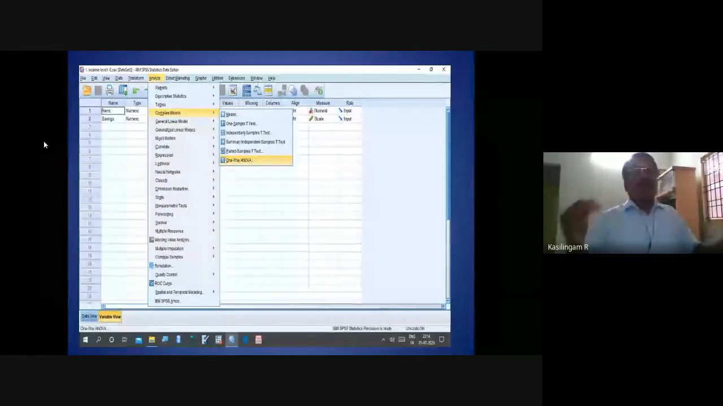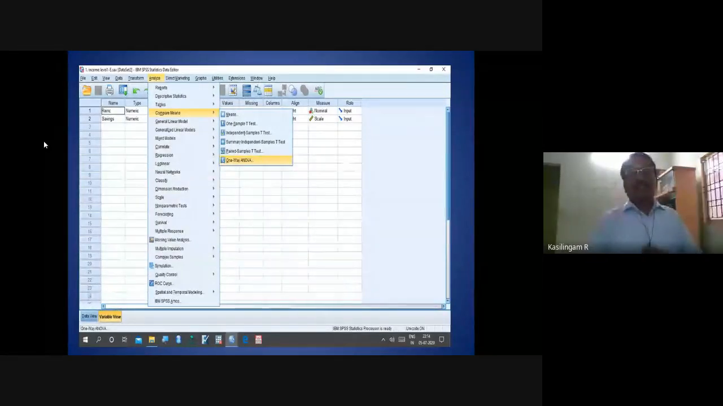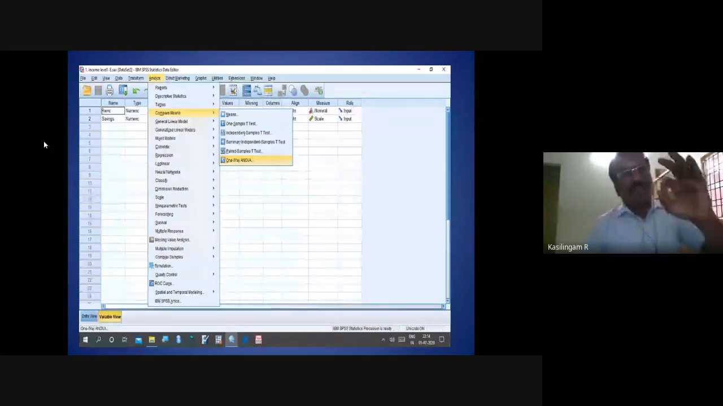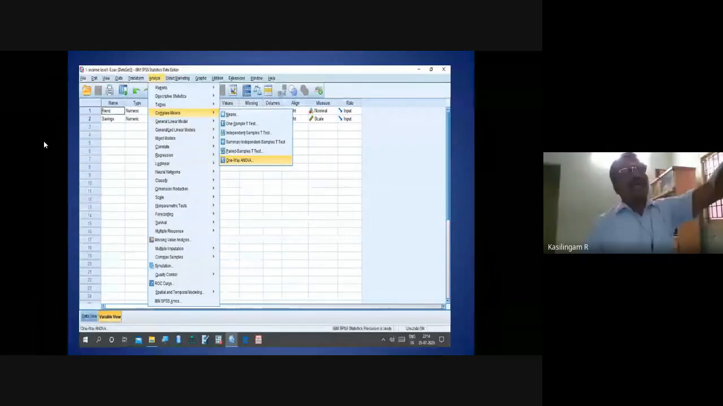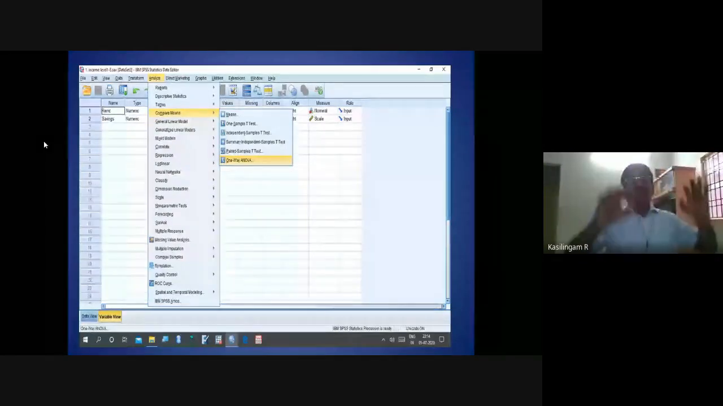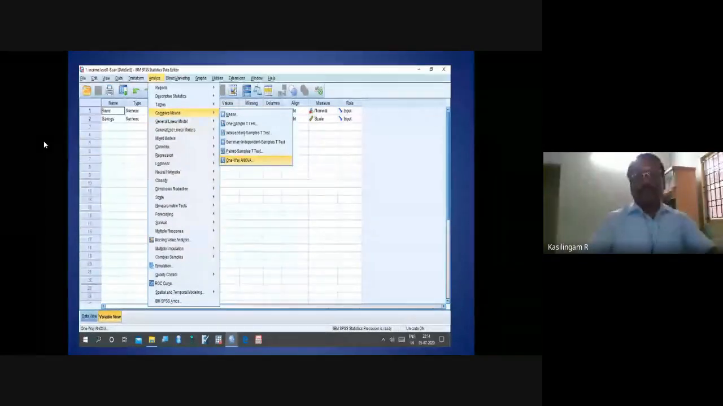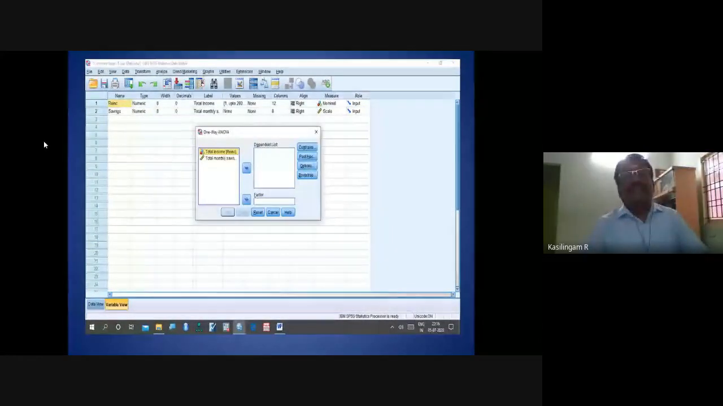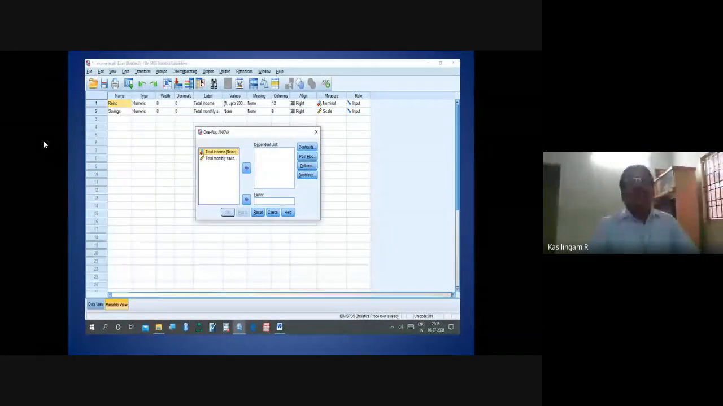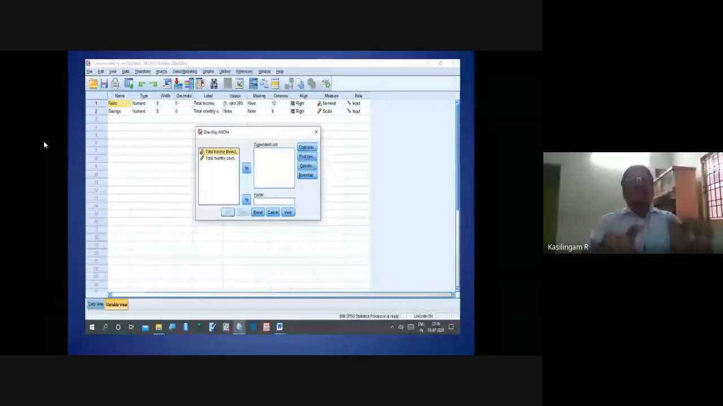Everybody, you can tell your mind. Compare means. Then you can see the list. Then you can select the one-way ANOVA. So ANOVA is available under analyze, compare means because we are comparing the means. Simple. Next, if you select it, then you will get a pop-up window like this.